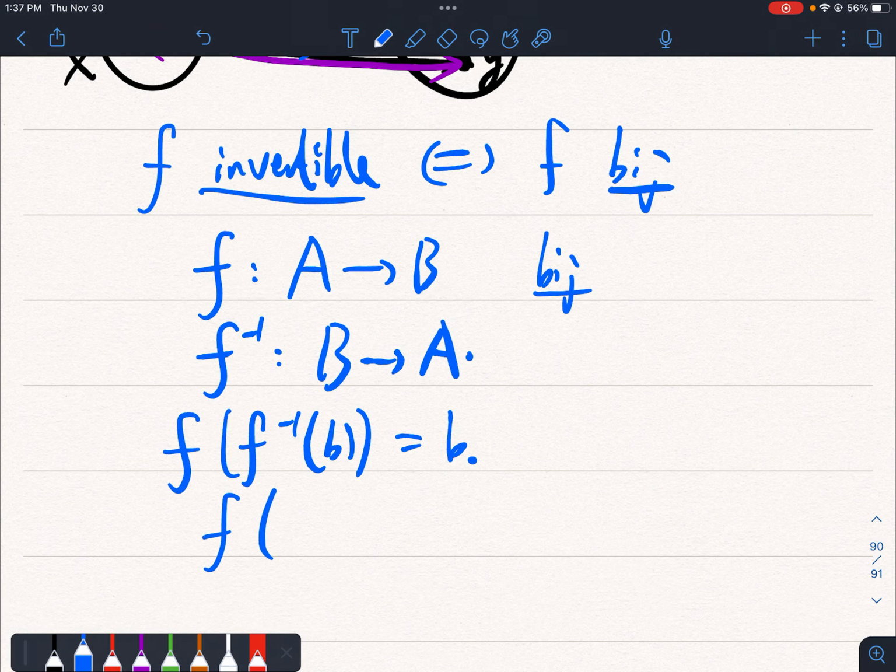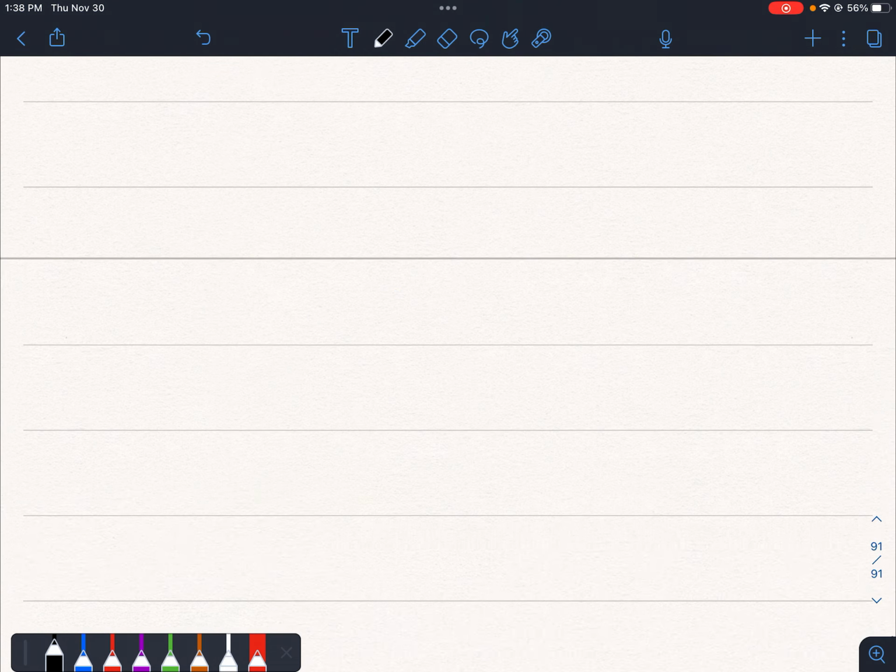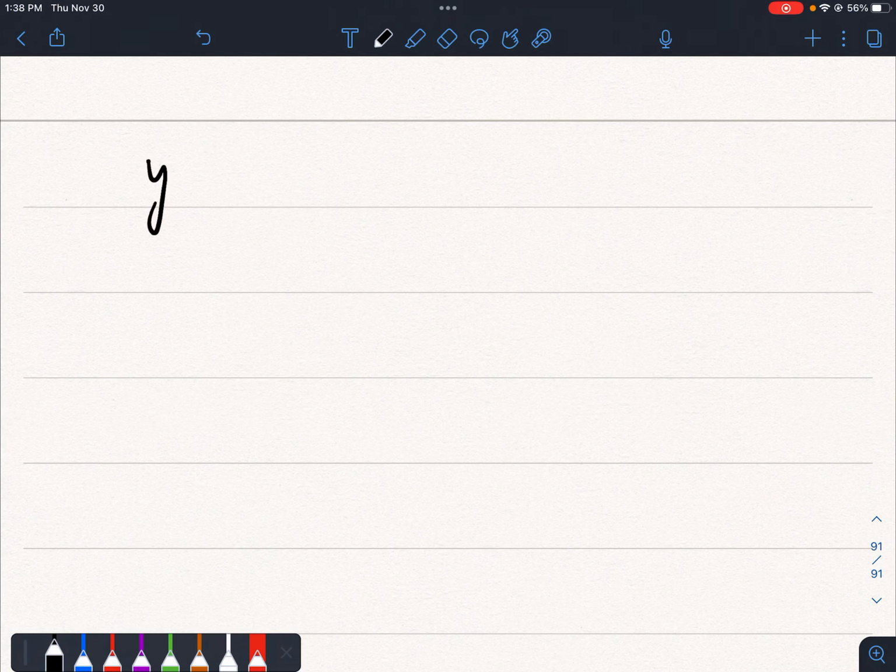Because if you go from B to A and then you go back, then you get the same point, right? And on the other hand, if you go from A to B and then go back, then you still get A. So this is the criterion of the inverse function.